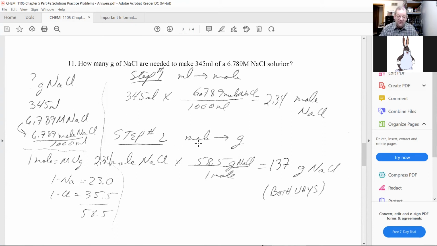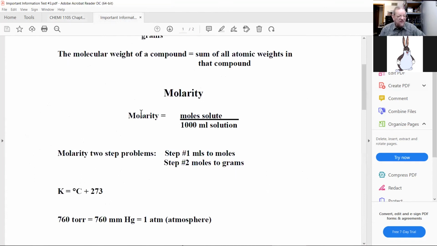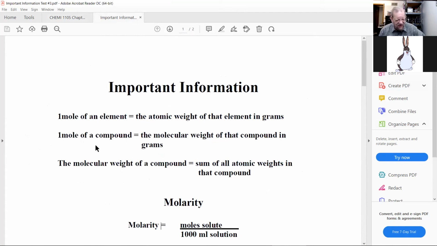So in step 2, we have to go from moles to grams. Now, do you know why I did that earlier today and had you practice it? Because you'll need it on test 3. So I have moles of NaCl. I want to go to grams of sodium chloride. Grams of sodium chloride go on top, moles go underneath. Where do I get a relationship between 1 mole of a compound and the number of grams? Well, in case you forgot, important information, test number 3 says 1 mole of a compound equals the molecular weight of that compound in grams.